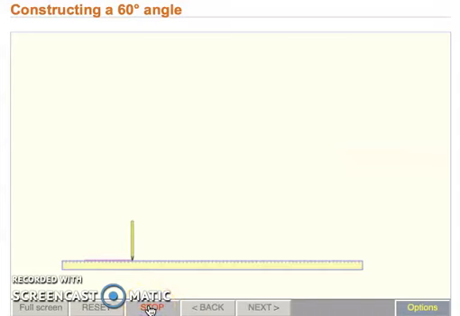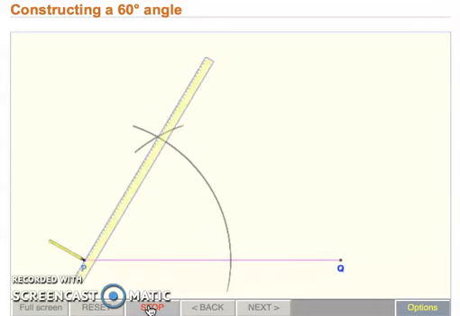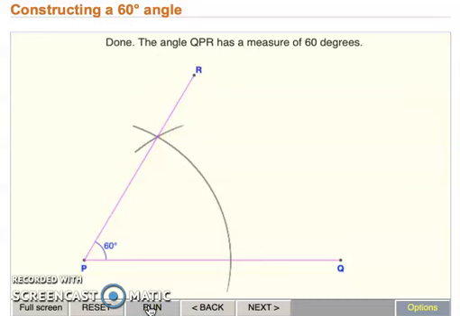So you're going to draw a long straight line. You're not going to go all the way to the edge. You're going to draw an arc on there and choose that point. And you're going to use that length again, keeping your compass to the same length, and you're going to draw through. And that must be 60 degrees.